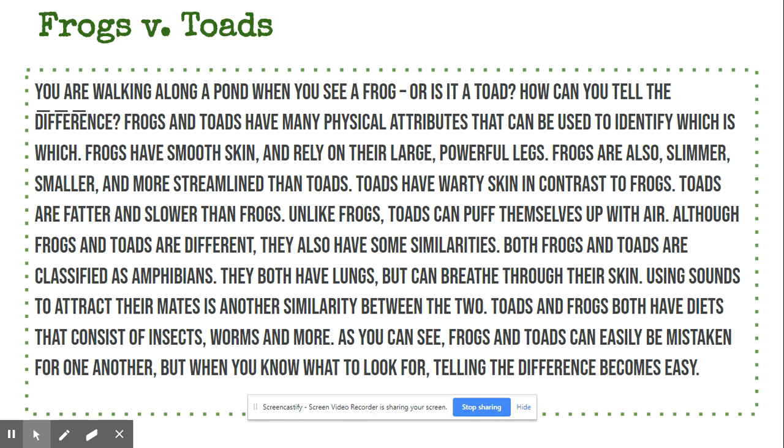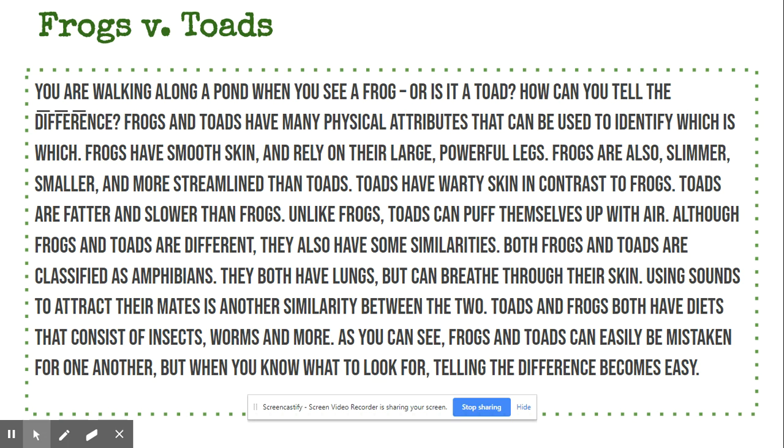So for this text, we are going to be comparing and contrasting frogs to toads. So again, I'm just going to read the passage to you, and then we'll go on from there. It says, you are walking along a pond when you see a frog, or is it a toad? How can you tell the difference?